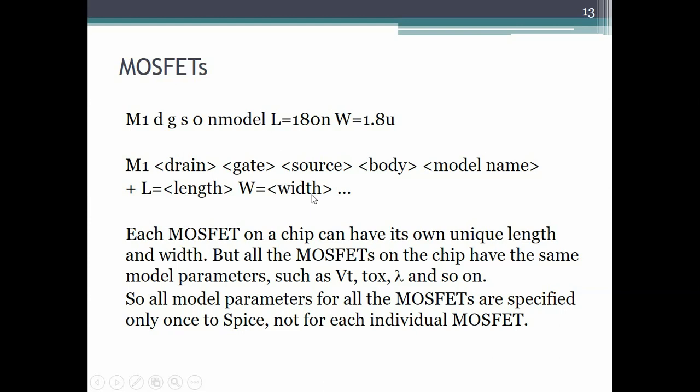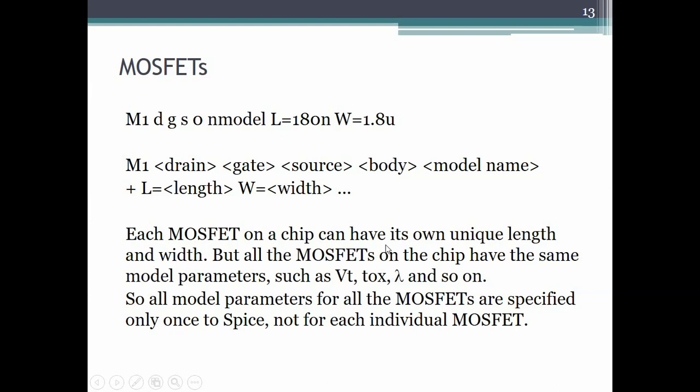Alright, so I have a million MOSFETs. Each MOSFET will have its own width and length. But the rest of the parameters are all the same for all the MOSFETs. Therefore, while specifying MOSFETs to SPICE, one needs to specify the model parameters, all these VT and Cox and lambda and all that, only once, because they are the same for all the MOSFETs.